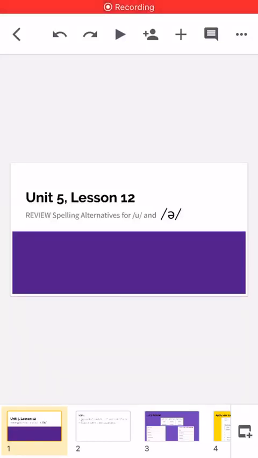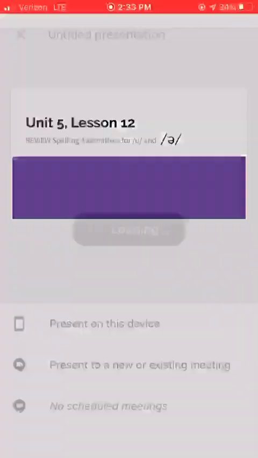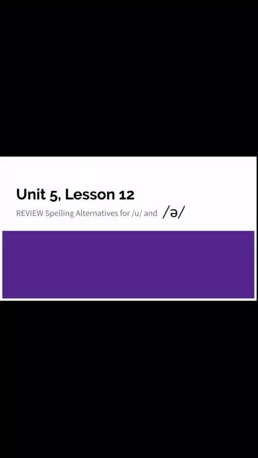Hi, boys and girls. Today for Unit 5, Lesson 12, we will be reviewing the spelling alternatives for the schwa sound. By the end of this lesson, you will read words spelled with A and E.